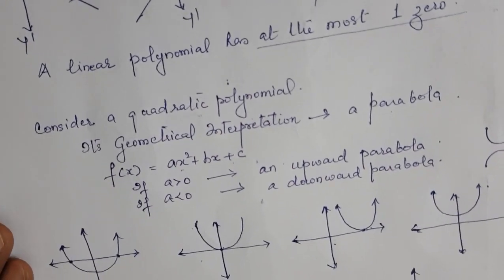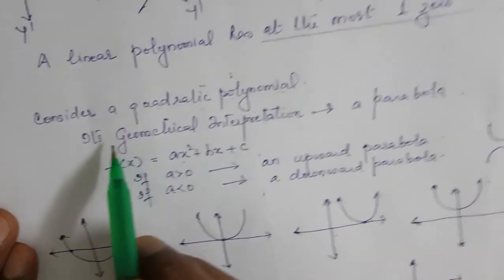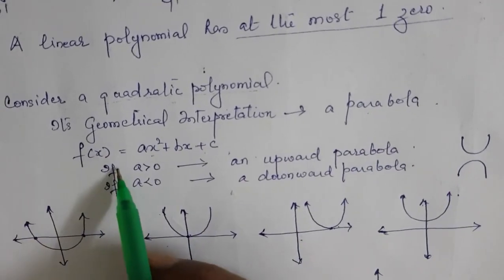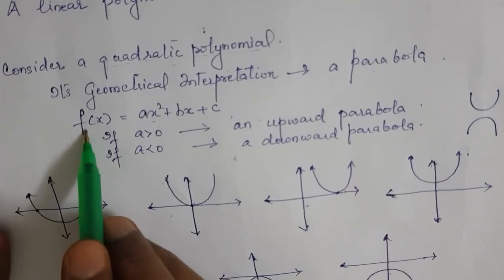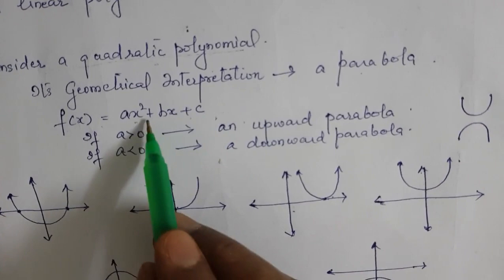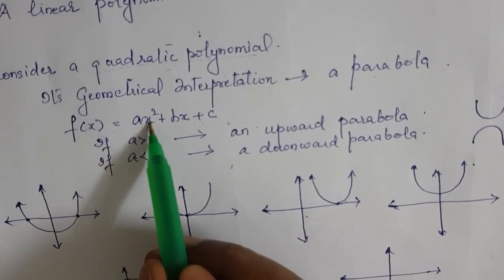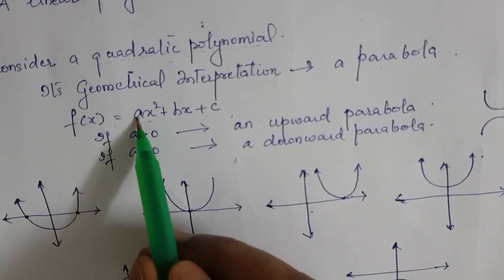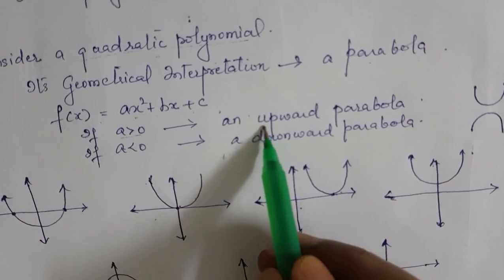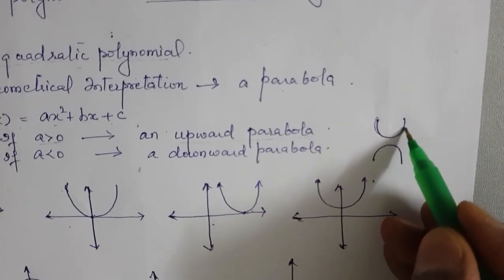Now come to the next polynomial, and that is a quadratic polynomial. Its geometrical interpretation is a parabola. Now what is its general form? f(x) = ax² + bx + c. Now this has two different forms. What will happen if the coefficient of x² is positive? That means a will be greater than 0. In that case, you will get an upward parabola, and the shape of an upward parabola is like this.